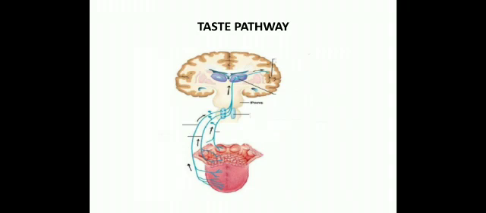So, now the taste pathway. The taste from the anterior two-thirds of the tongue, except from the vallate papillae, is carried by the chorda tympani, a branch of the facial nerve, till the geniculate ganglion. The central processes go to the tractus solitarius in the medulla.